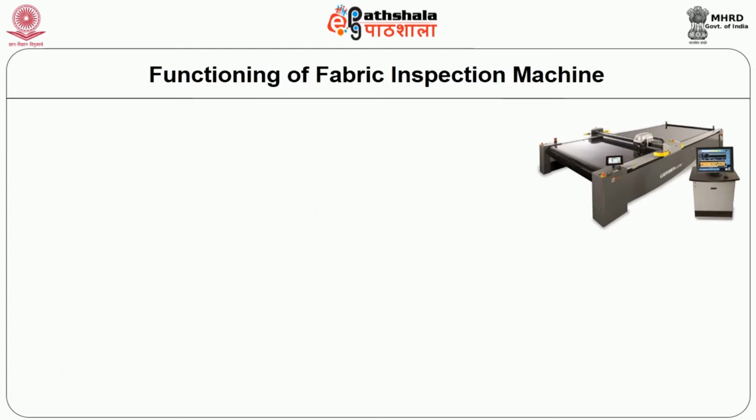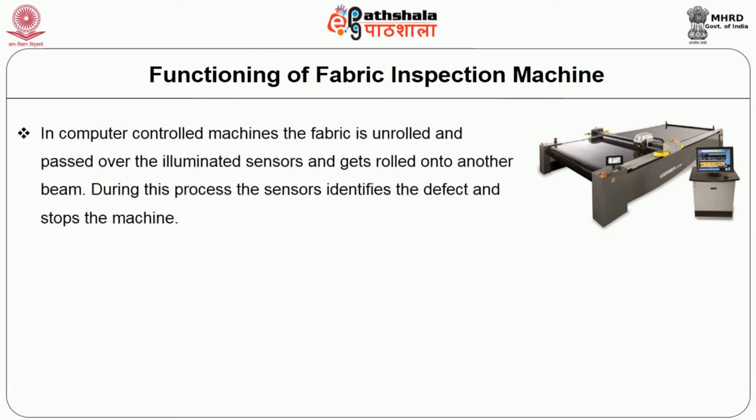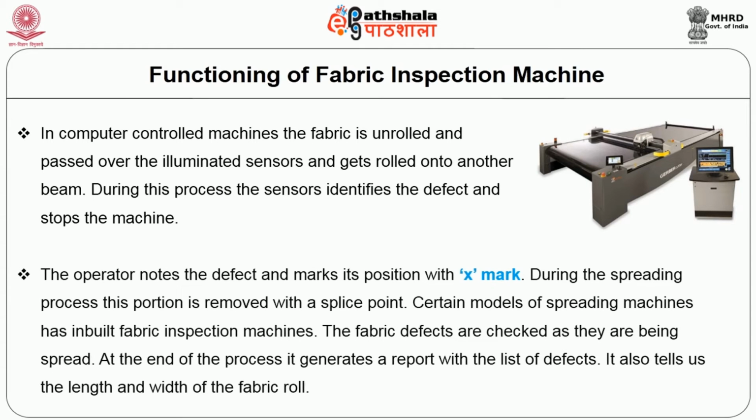In the computer controlled fabric inspection machine, the fabric is unrolled and passed over an illuminated sensor and it ultimately gets rolled onto another beam. During this process, the sensors identify the defects and stop the machine. The operator notes the defect position and marks it as X. During the spreading process, this portion is removed with the splice point.